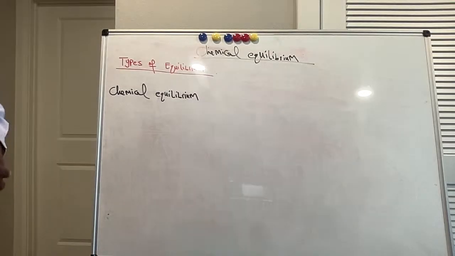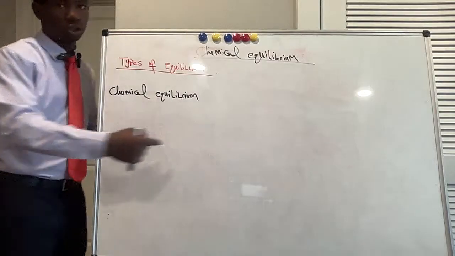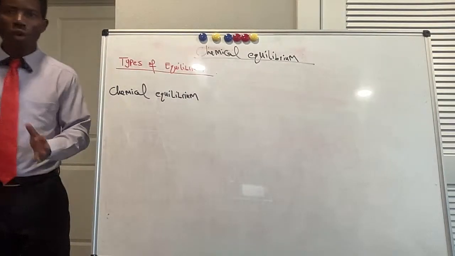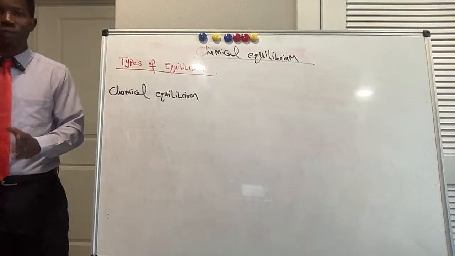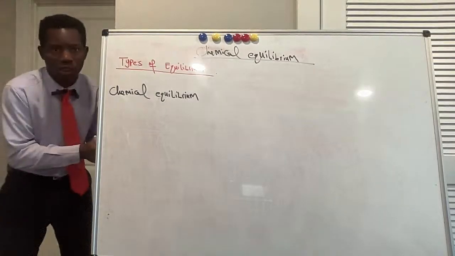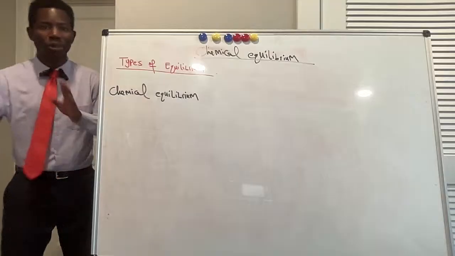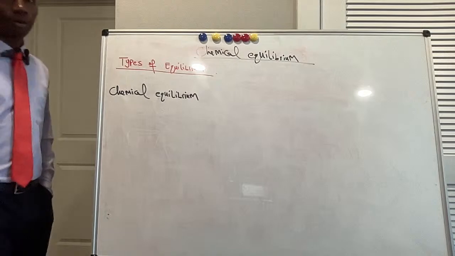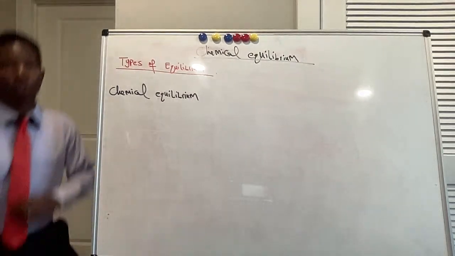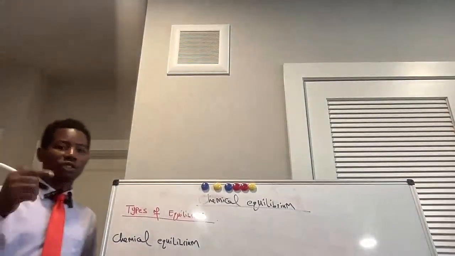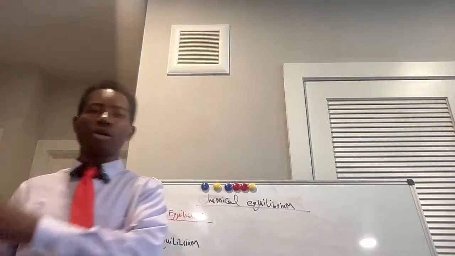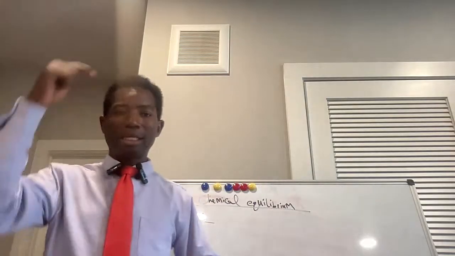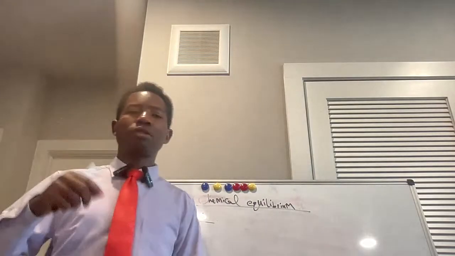So, chemical equilibrium occurs when the backward reaction is equal to the forward reaction and there is no observable change in the property of the system with respect to time. That's what we call chemical equilibrium.